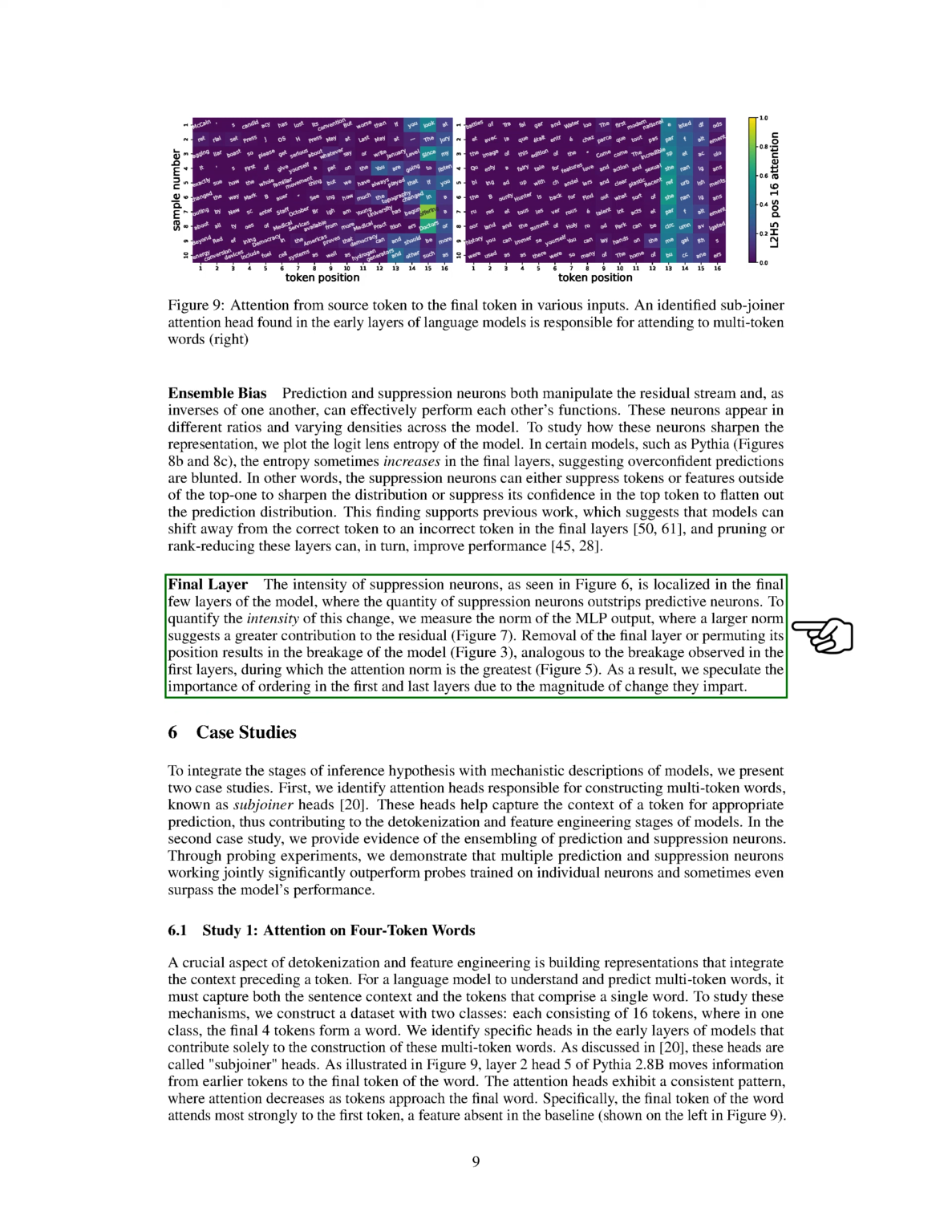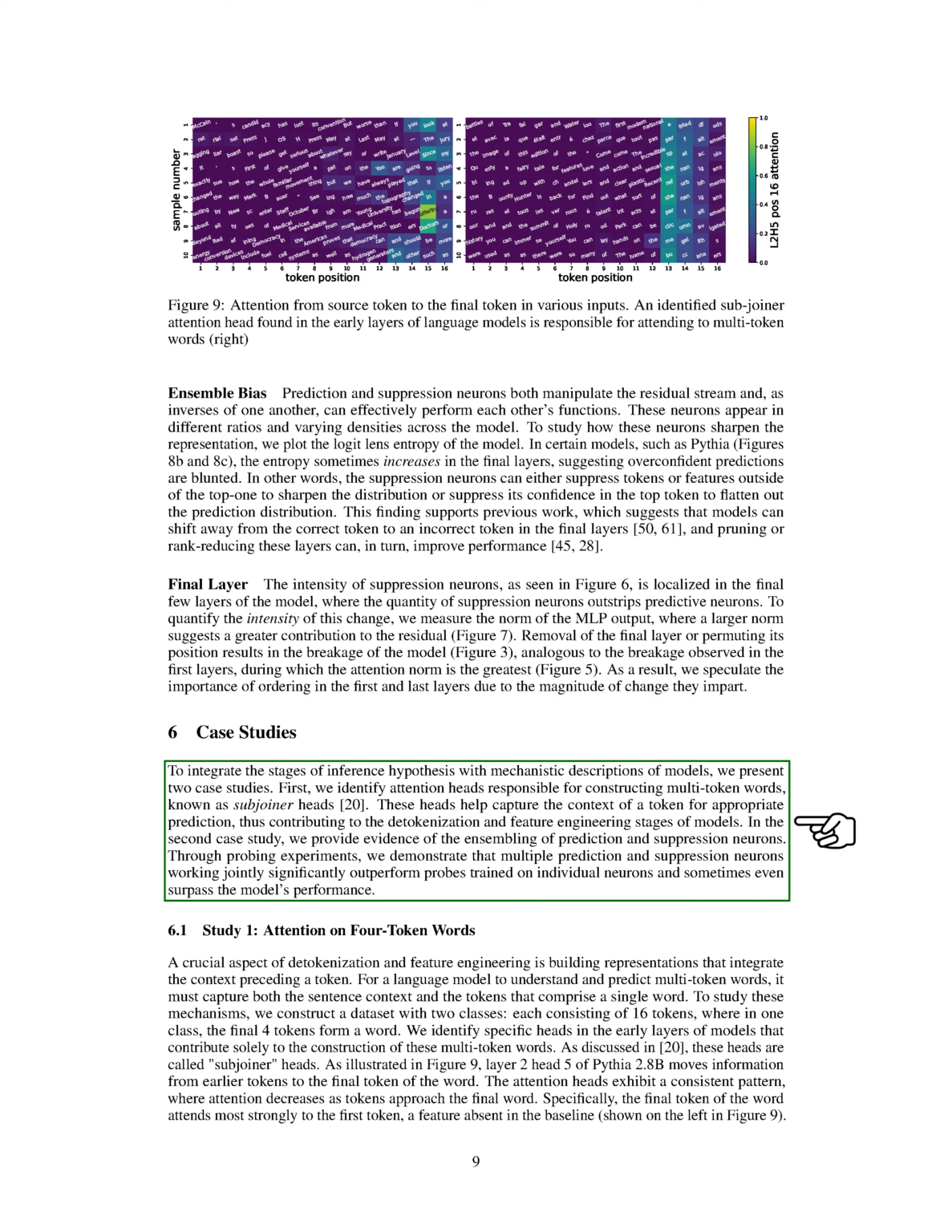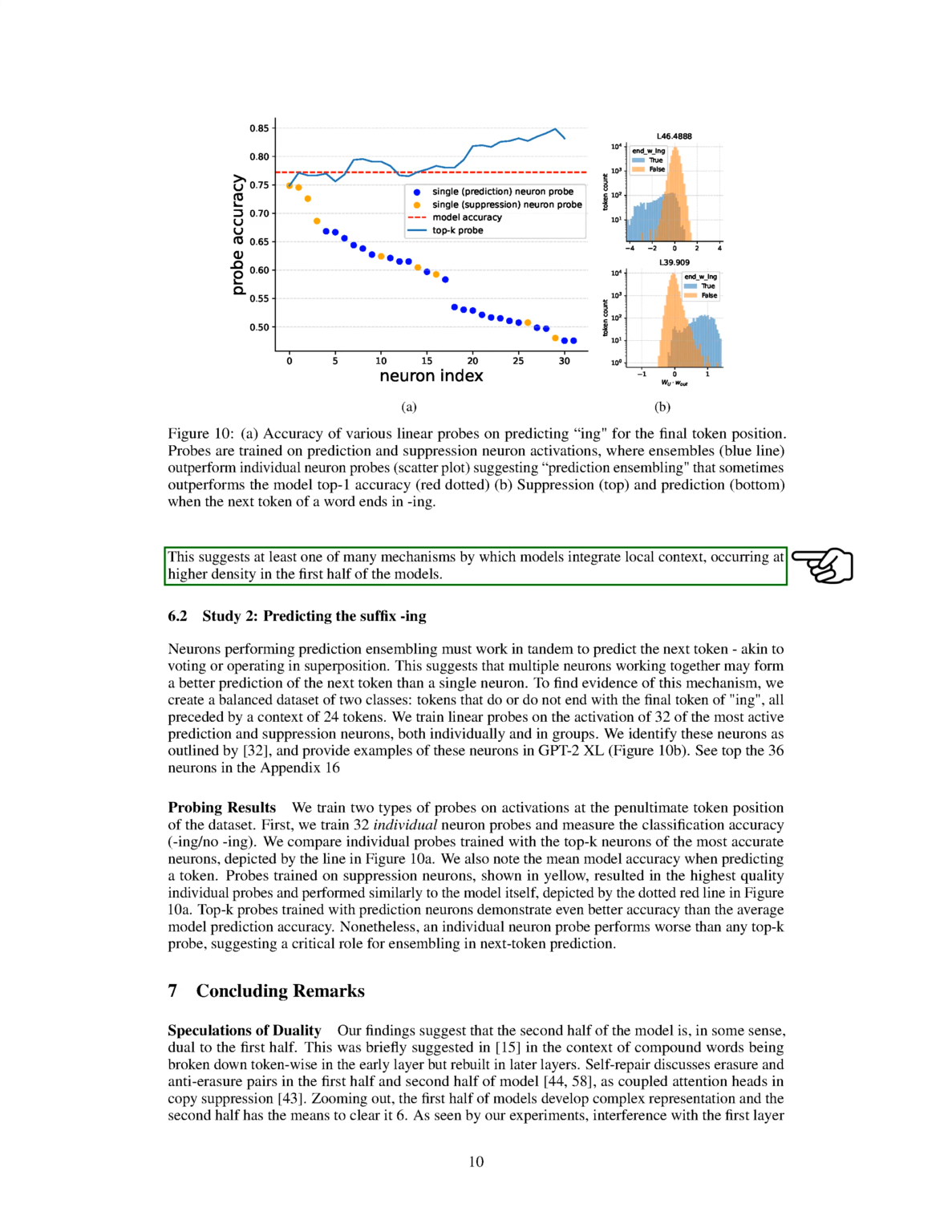To integrate the stages of inference hypothesis with mechanistic descriptions of models, we present two case studies. The first case study focuses on attention heads responsible for constructing multi-token words, known as subjoiner heads. These heads aid in capturing the context of a token for accurate prediction, contributing to detokenization and feature engineering stages. The second case study provides evidence of the collaboration between prediction and suppression neurons. Through probing experiments, we show that multiple prediction and suppression neurons working together outperform individual neurons and sometimes even surpass the model's performance.